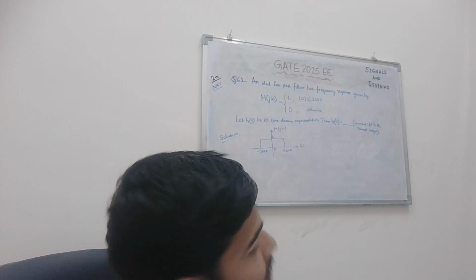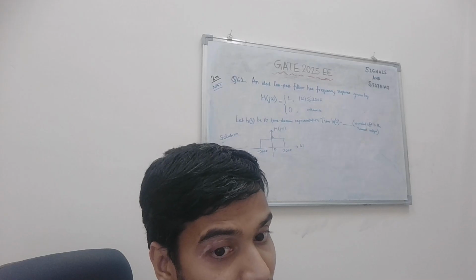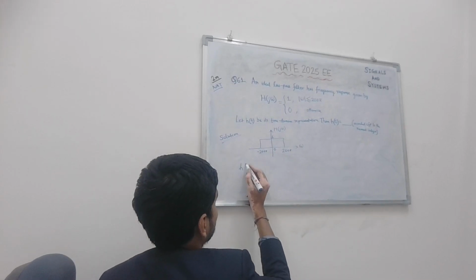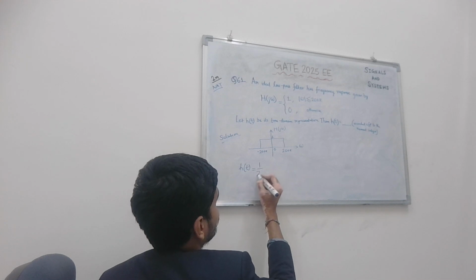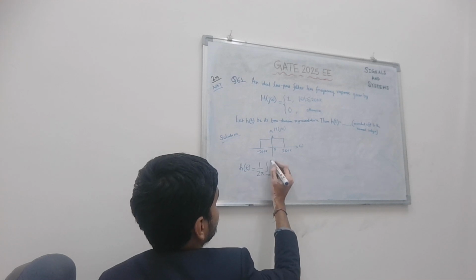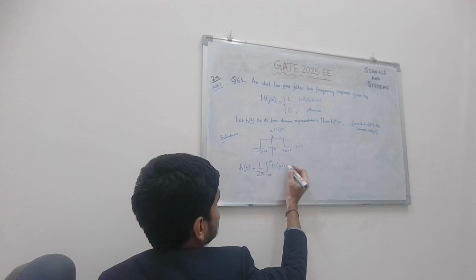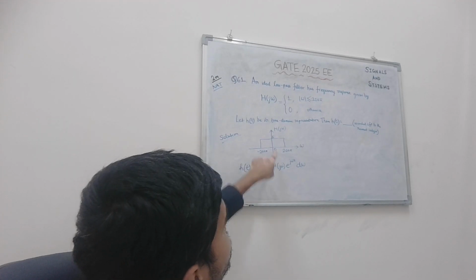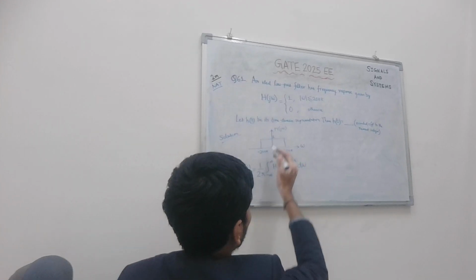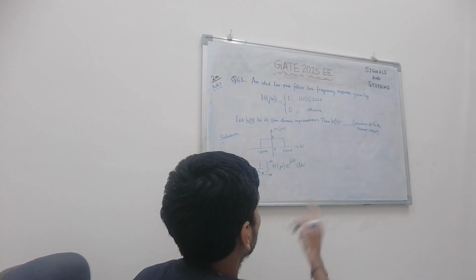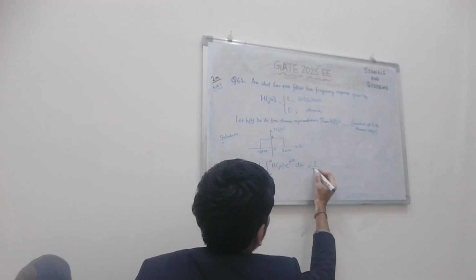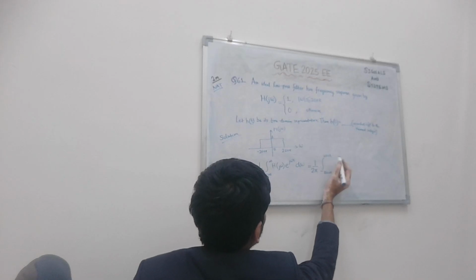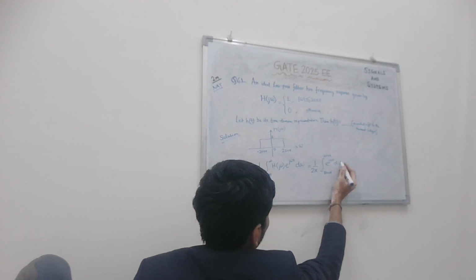So we will first find the expression for h of t using the inverse Fourier transform like this. h of t equal to 1 by 2 pi, integral from minus infinity to infinity of H of j omega e to the power j omega t d omega. So we put the value of H of omega as per the definition given. It is 1 for omega between minus 200 pi and 200 pi and 0 otherwise. So it will basically be 1 by 2 pi, integration from minus 200 pi to 200 pi of 1 into e to the power j omega t d omega.